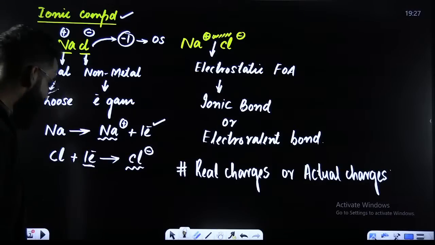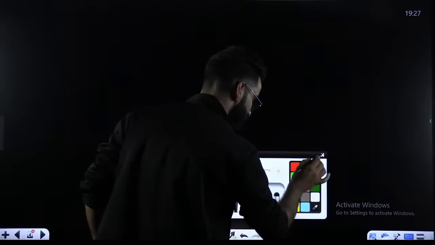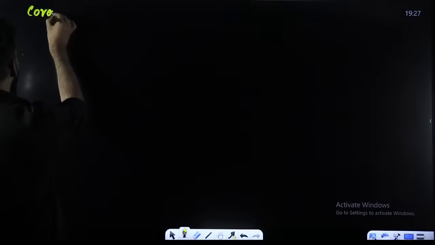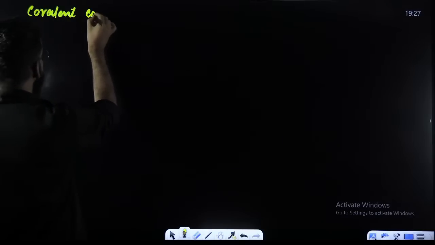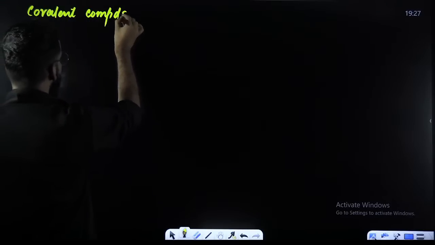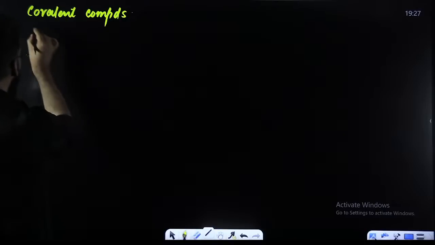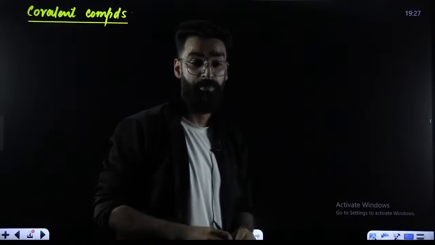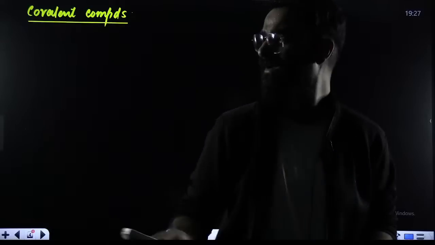Now people, try to understand very carefully. Now let's try to understand the same oxidation state concept in case of covalent compounds. Since all of you must be familiar with the fact that in case of covalent compounds, which bond will be there? It's going to be a covalent bond.